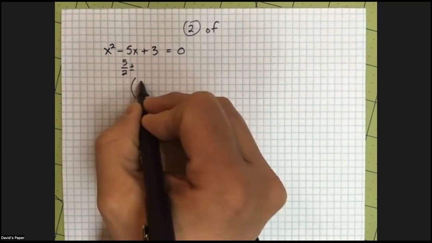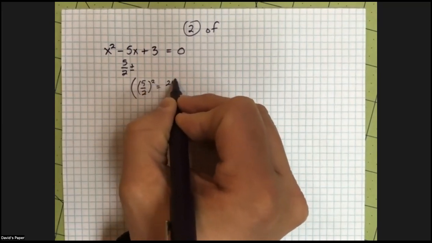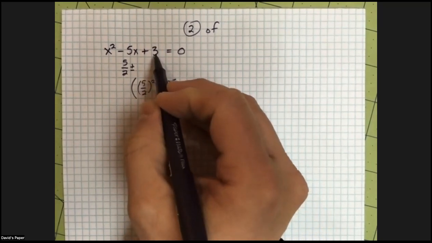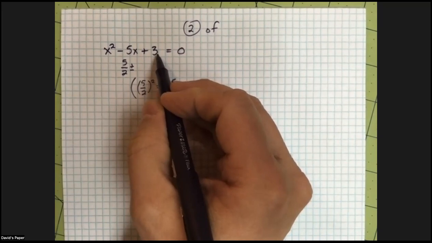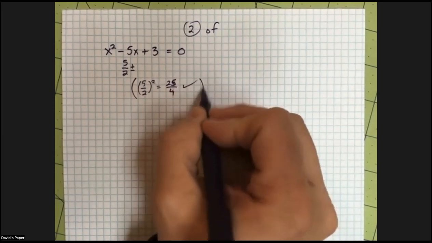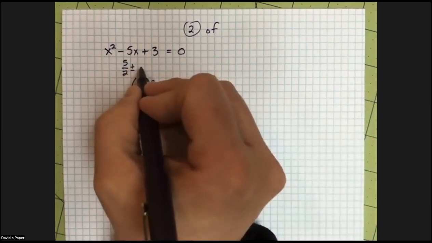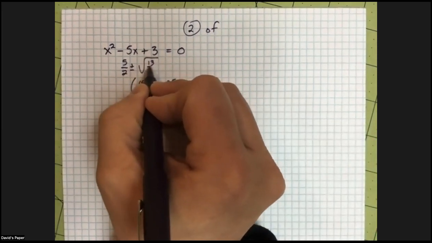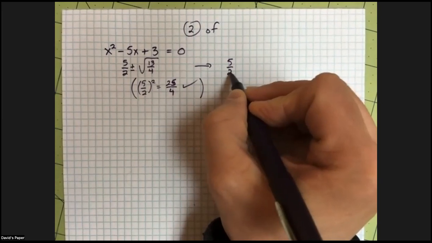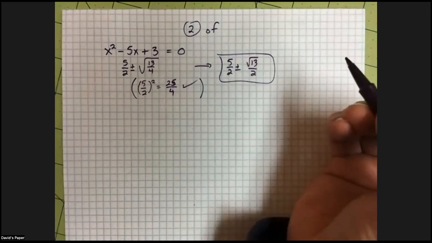Now, I'll do some scratch work down here if you like. What's 5 halves squared? 25 quarters. And what is 3? 3 is 12 quarters. So have I gone past 12 quarters? Yes, I've gone past 12 quarters to get to 25 quarters. How far past have I gone? 13 quarters. That means the answer here is 13 quarters square rooted. So the two roots of this are 5 halves plus or minus square root of 13 over 2. No quadratic formula.